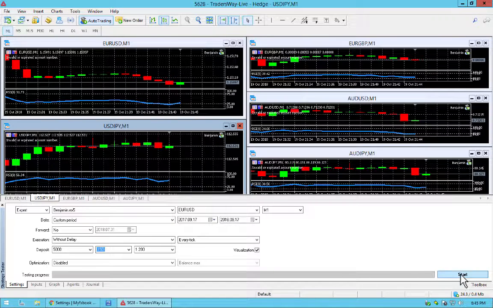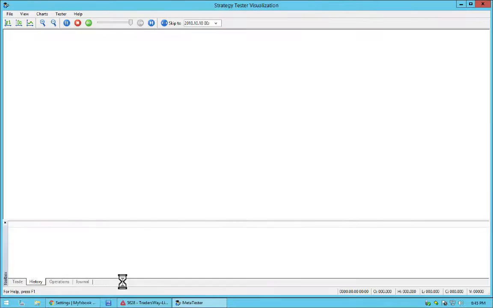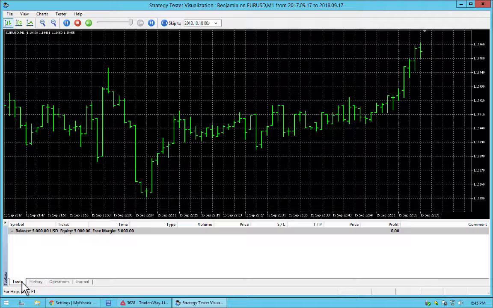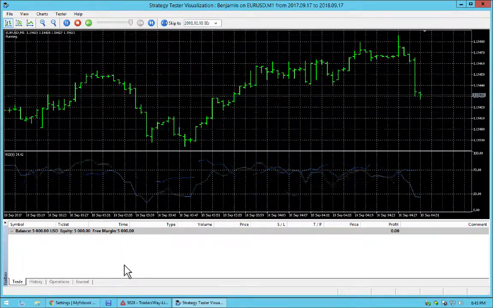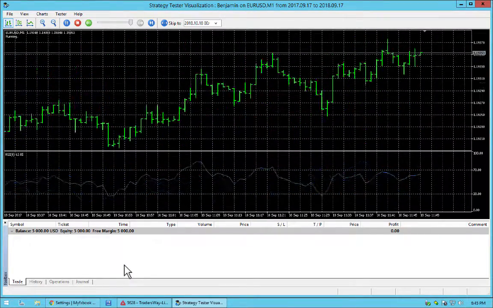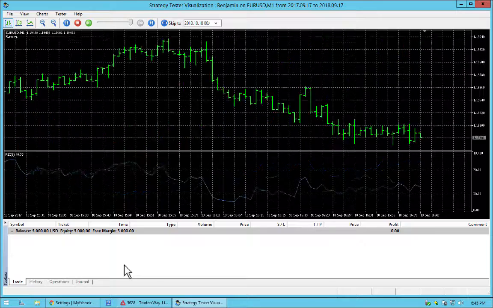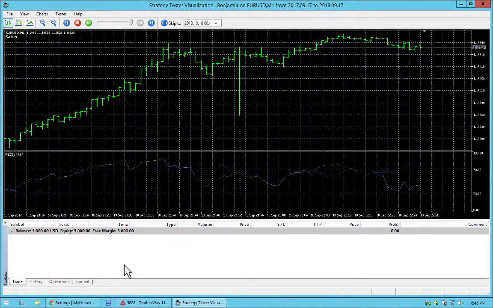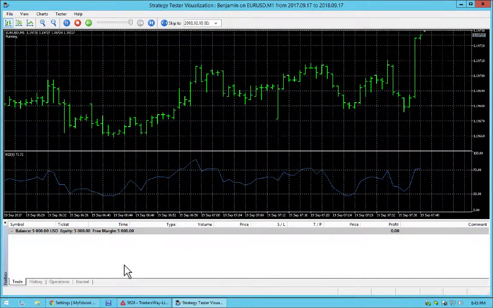Let's go ahead and click start. What you guys are going to see here in just a second is a visualization of this actually happening. So the market's actually beginning to move, as you can see, and we're going to let this run, and we're going to fast forward it towards the end of the year.